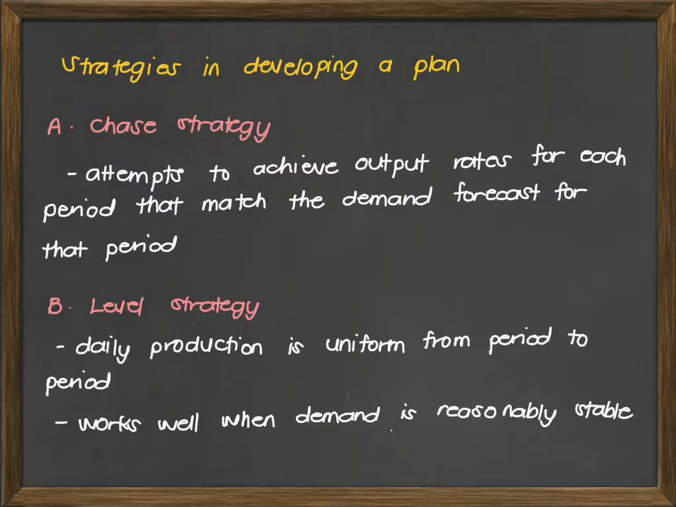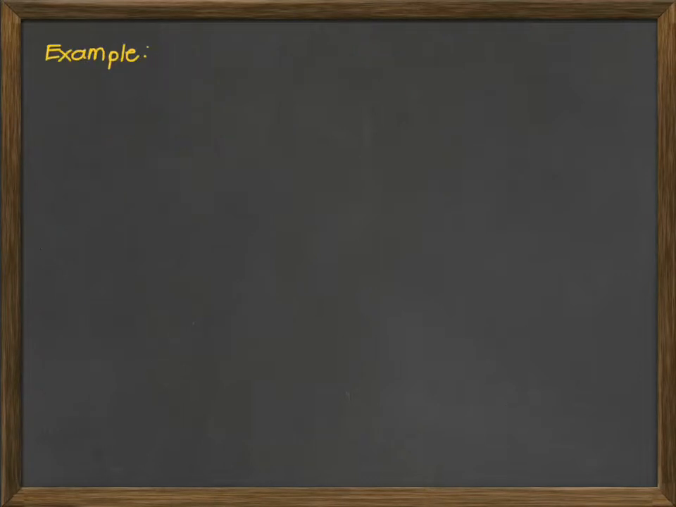Now, sa current status ngayon, so nagko-combine ngayon yung mga companies between chase and level strategy. So, usually, yung mga subcontracting, doon ina-apply yung chase, and then for regular and overtime, so doon ginagawa yung level strategy. Pero, it depends from company to company kung anong strategy yung mas nag-work best for them.